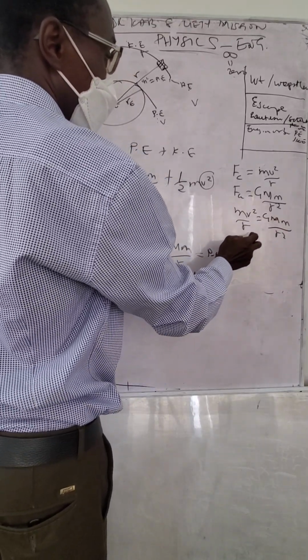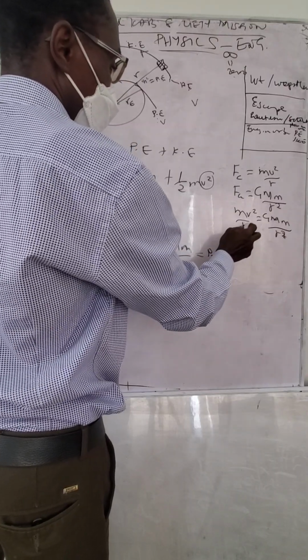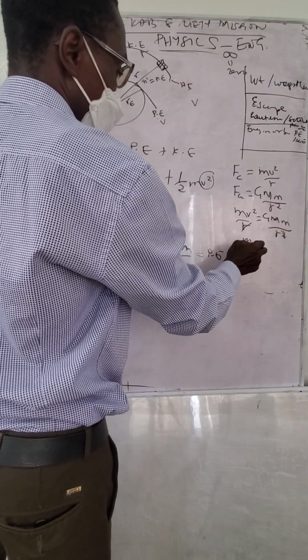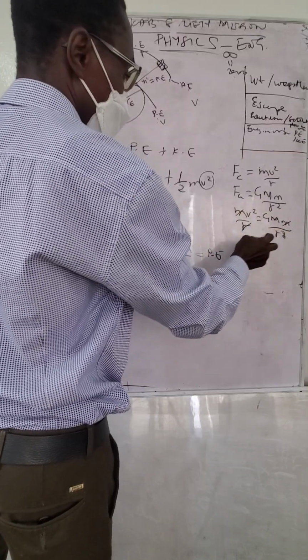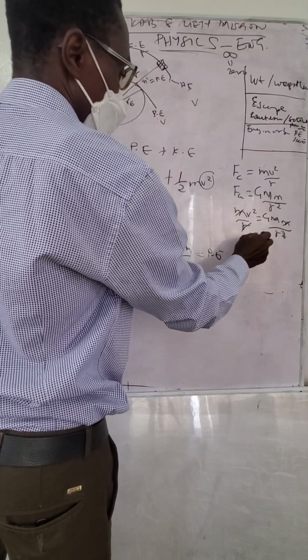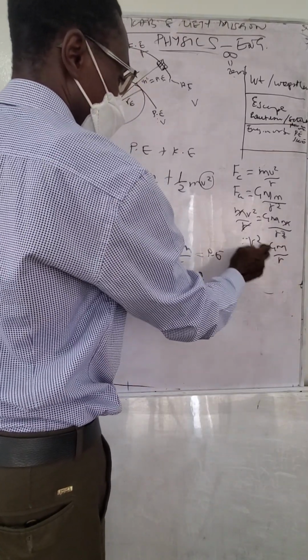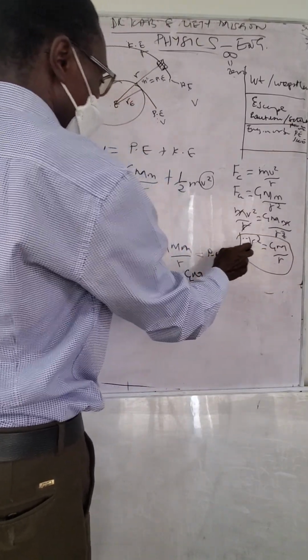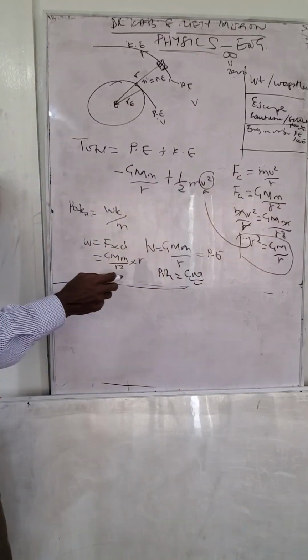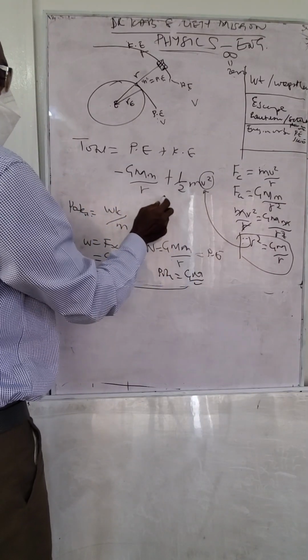So we can say that mv squared over R is equal to GMm over R squared. Here is R, this is R squared, so this R will cancel one. That m will cancel m. So that we have what? v squared is equal to GM over R. This is what we want. Now we can substitute here for v squared. We can substitute this one here. Then we get what?